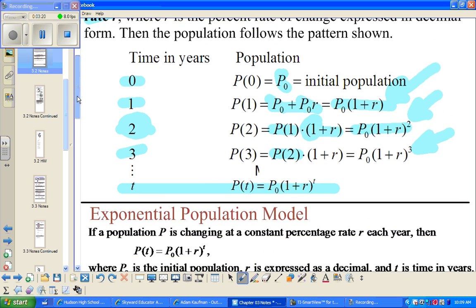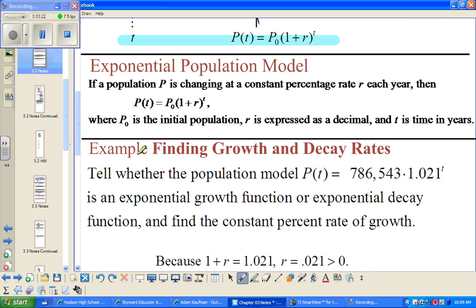And that brings us to our exponential population model, which is what we just mentioned. If the population is changing at a constant percentage rate R each year, then it can be modeled in this way, where P sub 0 is the initial population, R is a decimal that represents the rate at which it's changing, and T is time in years.